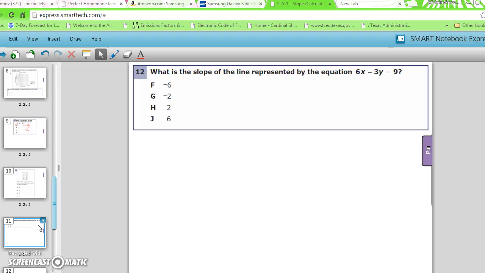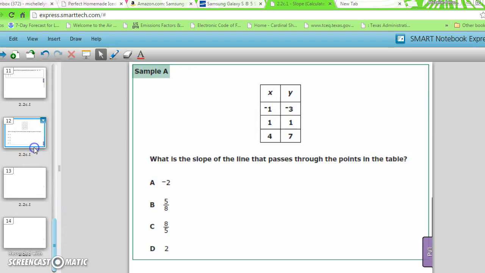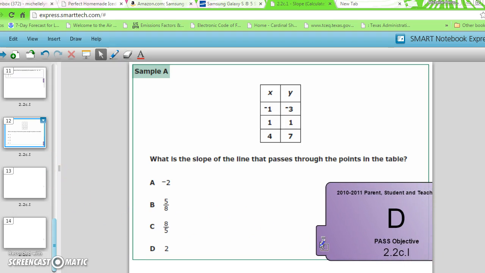Okay, what is the slope of the line represented by this equation? Remember, you can do negative a over b. So pause this video, solve it, and then when you've solved it, press play again and check your answer. Your answer should be H2. Once again, pause and solve. After you solve, press play, and I will show you the answer. D2.